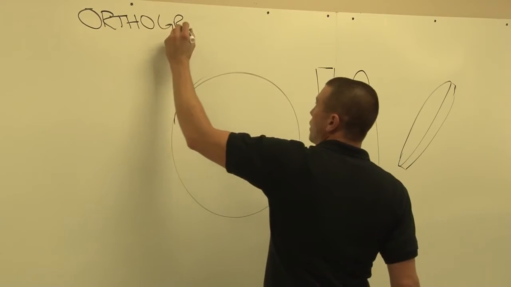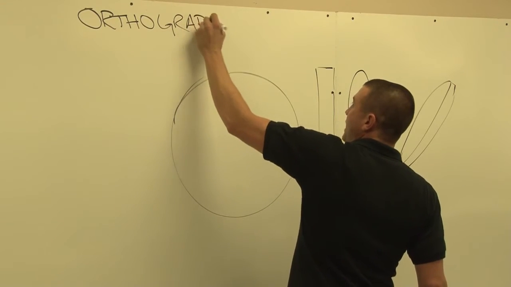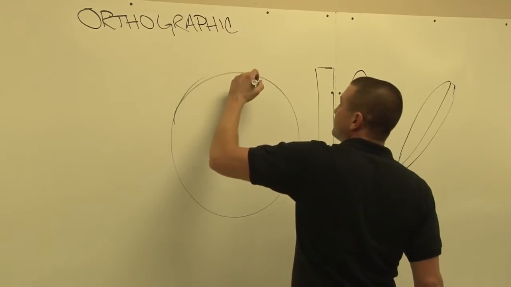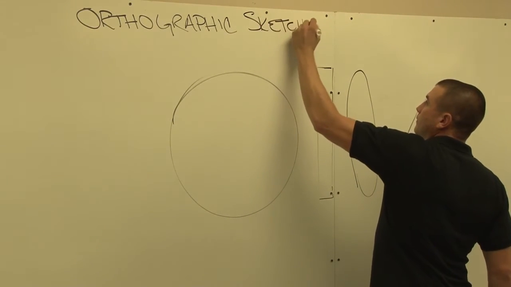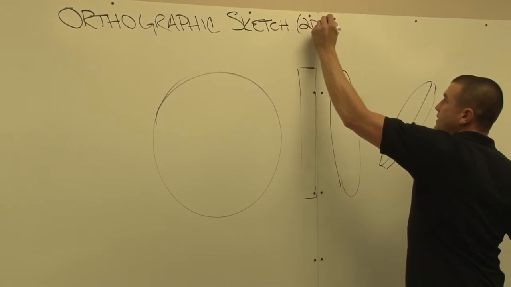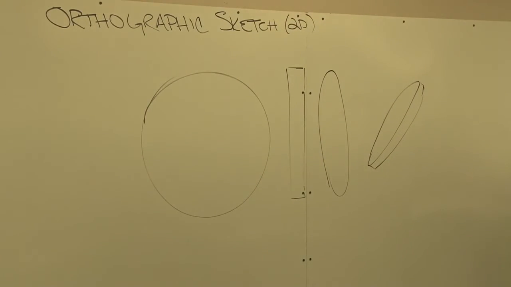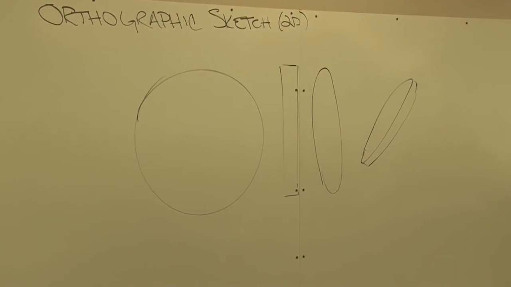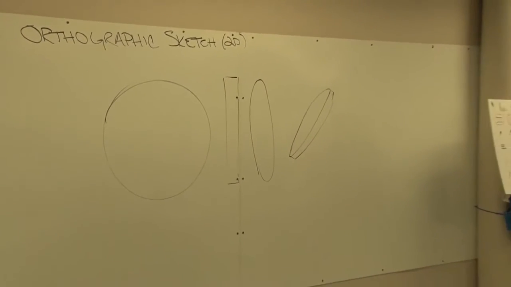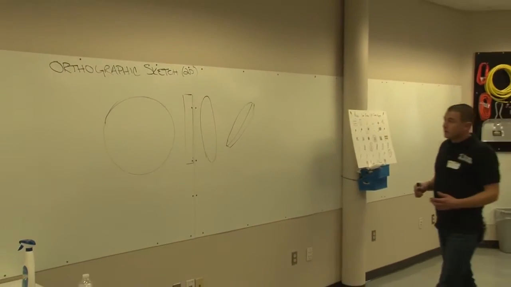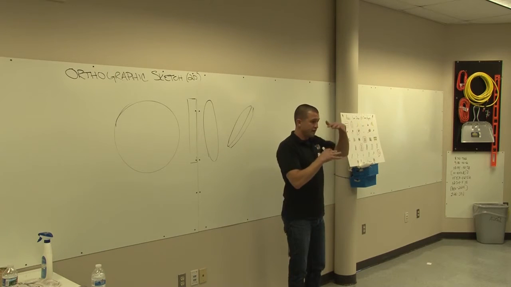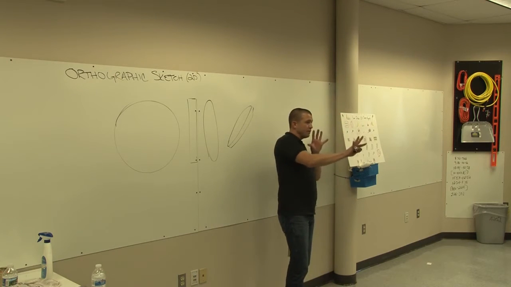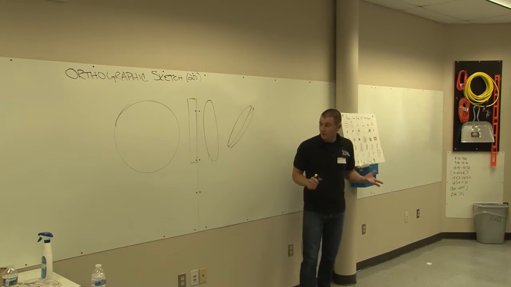Ortho, O-R-T-H-O-G-R-A-P-H-I-C. Orthographic sketch. I'm going to put 2D in parentheses up here. So just to be clear, yesterday's pictures all popped off the page. They were 3D. You could see length, width, and height. These pictures are only 2D. They should have just width and height. You wouldn't see the depth, though, because it's a two-dimensional picture.